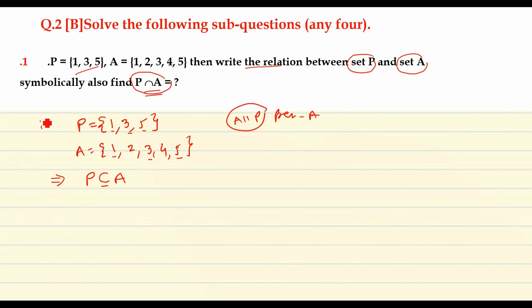So this is the first part. Now we'll go to the second part. P intersection A means we have to consider only the common elements between the two. So what are the common elements? 1 is common between both. 3 is also common between both, so 3 will also appear here. And 5 is common. So the answer of P intersection A is 1, 3, 5.